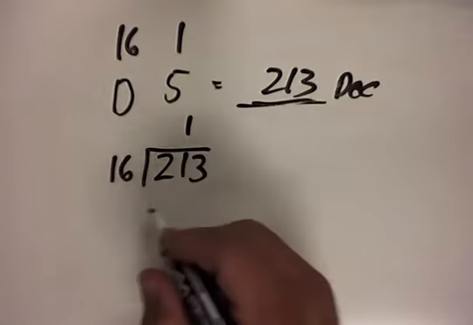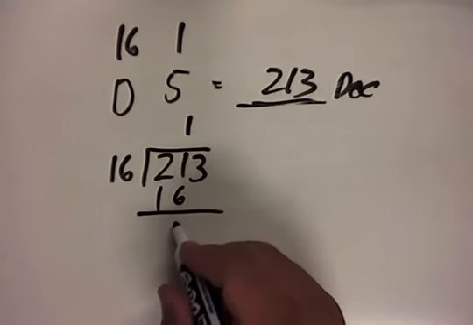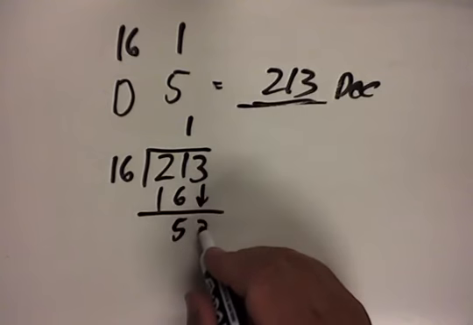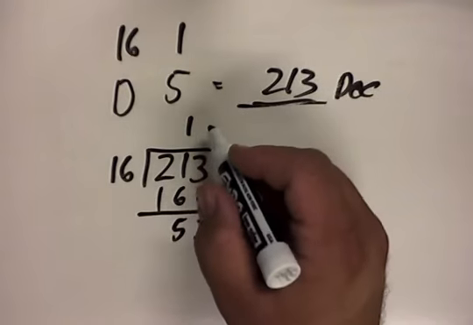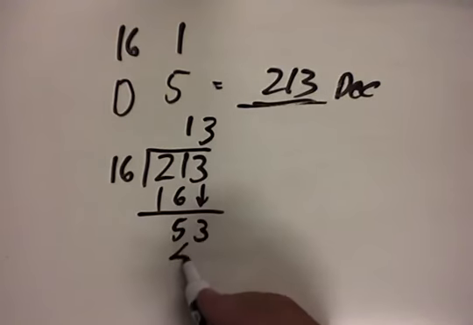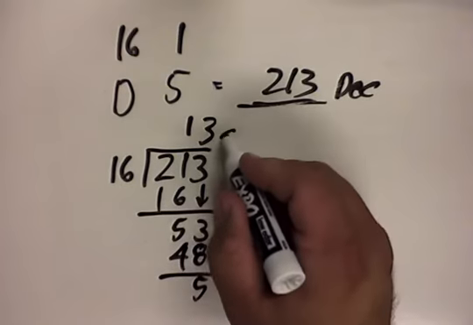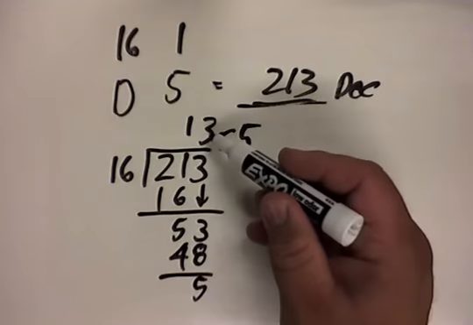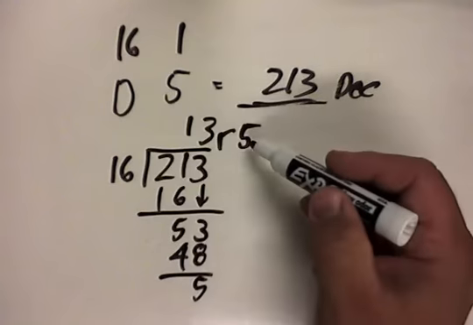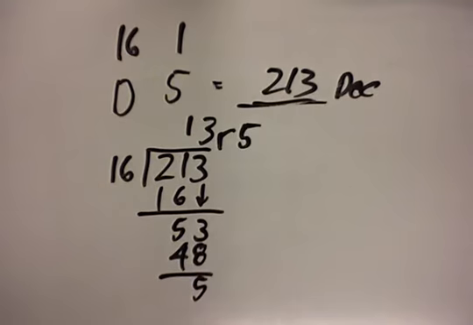I can do that 1 times 16 here gives us 16. I'm left over with 5. Bring down the 3. Remember doing that? 53. Now I can go 3 times. 2 is 32. 3 is 48. So 3 times 16 gives us 48. I'm left with 5. So this would be 13 remainder 5. Well, 13 is D. Remainder 5 is 5. So there's D5. 13 remainder 5 is D5. That's how we do it. We do division like we did in elementary school and write it back as a hexadecimal number.